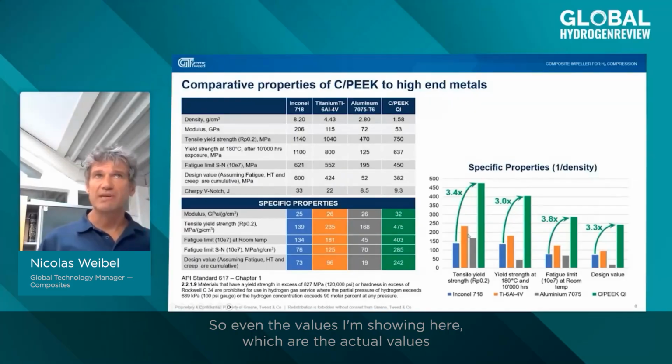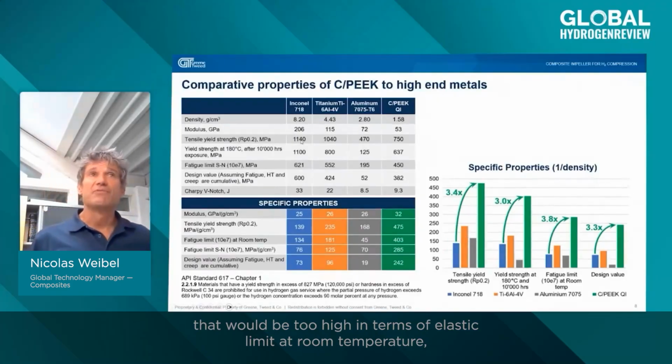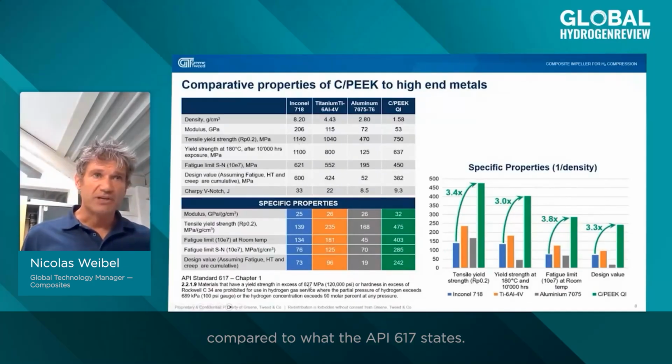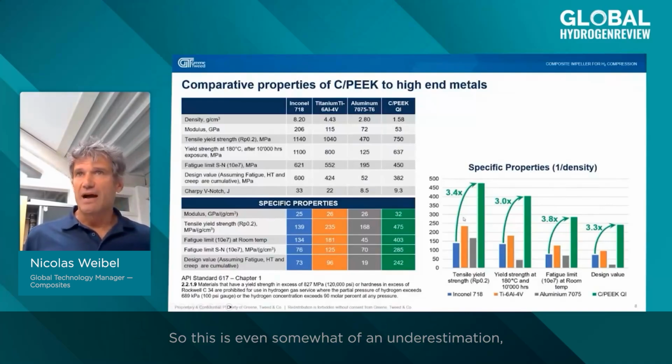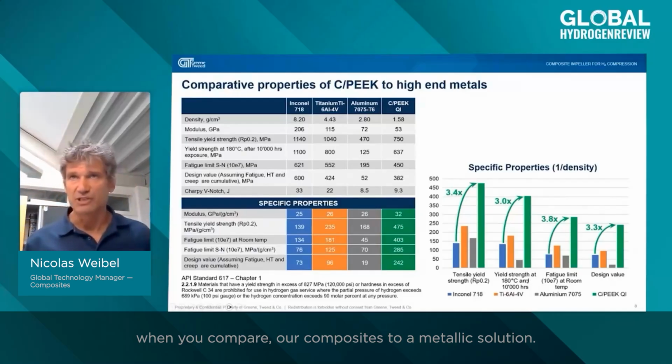So even the values I'm showing here, which are the actual values that you have with standard Inconels, would be an alloy that would be too high in terms of elastic limit at room temperature compared to what the API 617 states. So this is even somewhat of an underestimation when you compare our composites to a metallic solution.